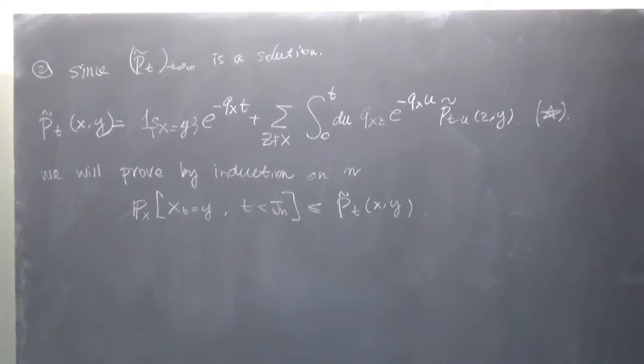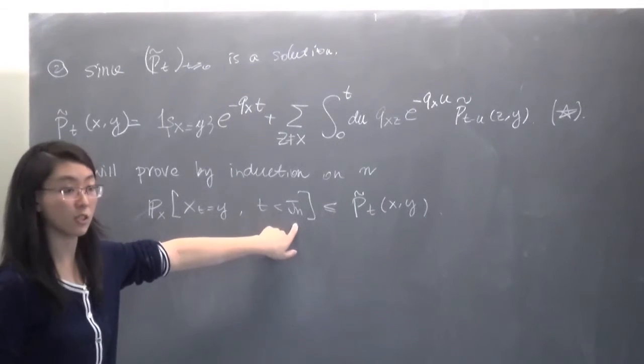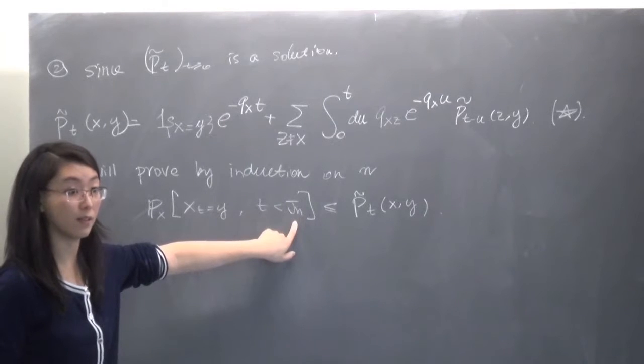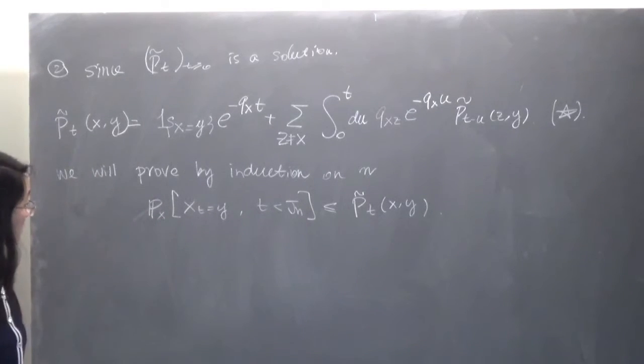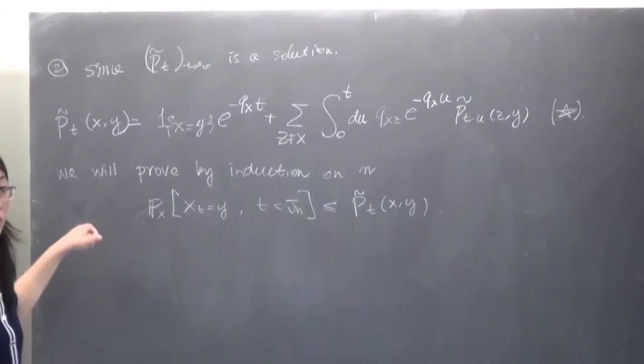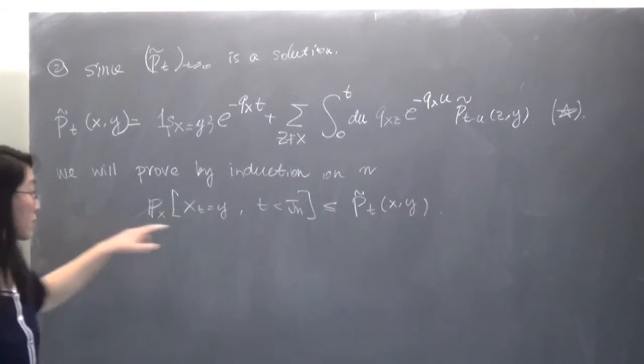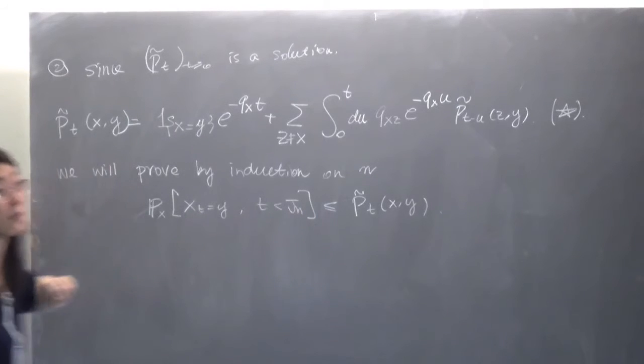And just a remark that after we prove this conclusion, as n goes to infinity, jn goes to infinity, because we are under the assumption that there's no explosion. So then the left-hand side will converge to PTXY. So this completes the proof. It shows that PTXY is always less than PT tilde.